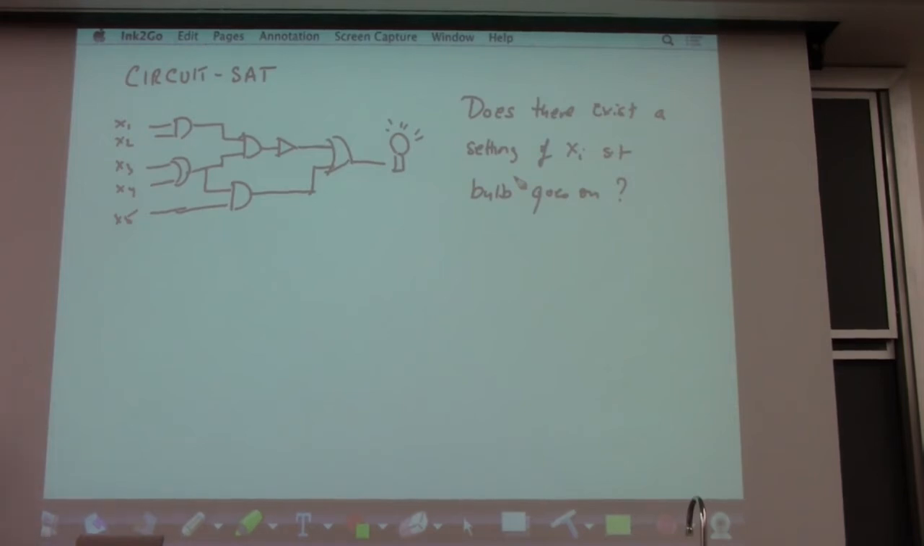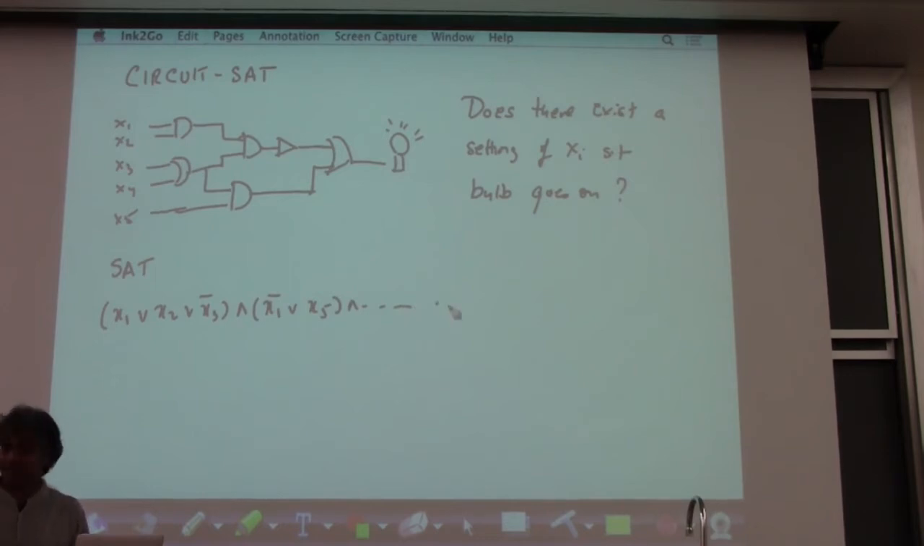There is a slightly different version of this problem that we find to be convenient. It's called SAT instead of circuit SAT. So the problem of SAT, instead of given a circuit, you're given a Boolean expression. So you're given maybe x1 or x2 or x3 bar, and x1 bar or x5, and so on and so forth. Same question. Is this satisfiable? Can I set the variables so this whole expression becomes 1? It's not hard to see that these are basically the same problem.